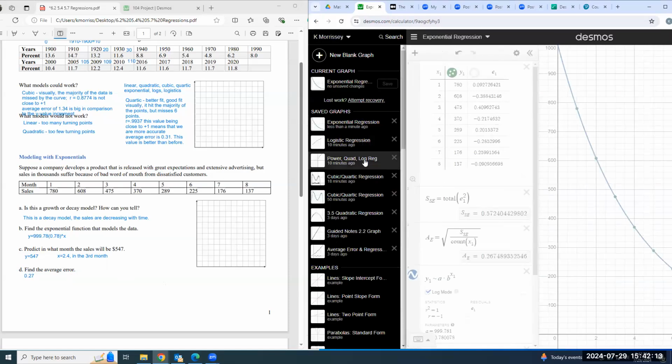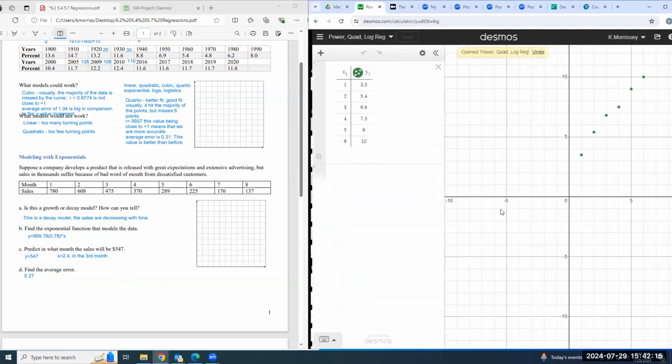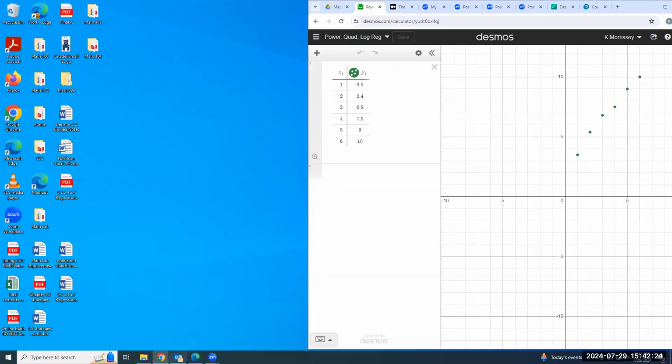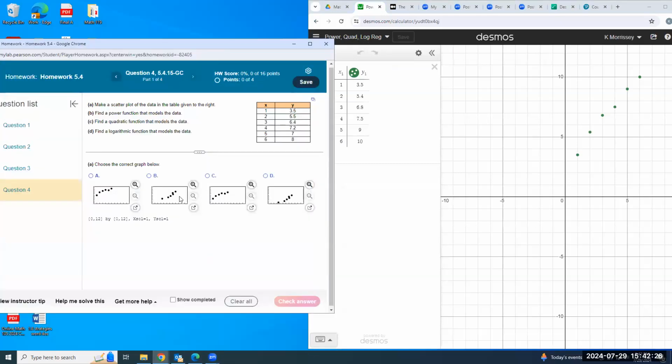Let's take a look at one that I'm going to do. I called this one power, quad, and logarithmic. The reason for that is, let's see, where did it go? I'm going to be pulling one from your homework. This is from 5.4, question 4.